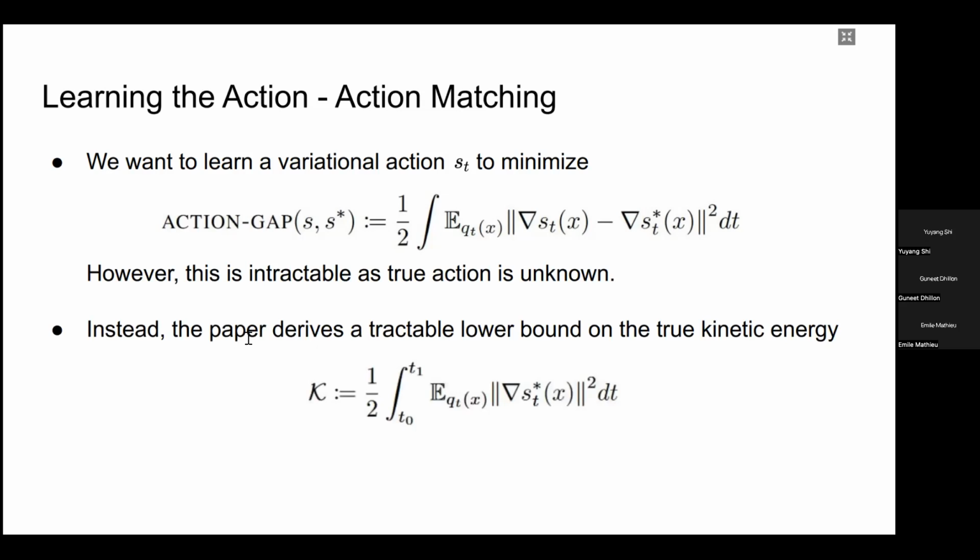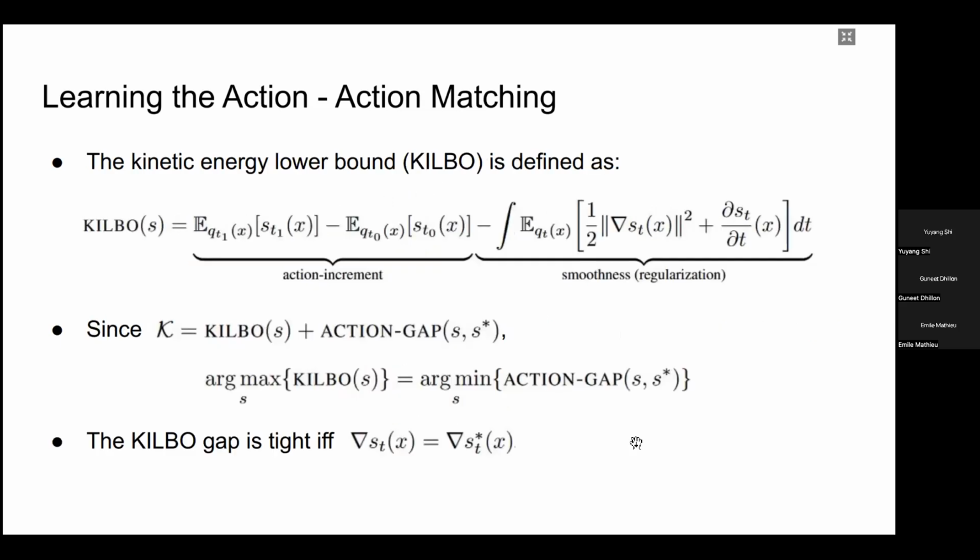And so instead, the paper derives a lower bound not on the action gap, but on the true kinetic energy. That's basically what we have discussed before. This is the kinetic energy, but here it is with the true action, and they derive a tractable lower bound on this energy, and they want to basically, I think, maximize this lower bound. And so they define this kinetic energy lower bound as basically four terms.